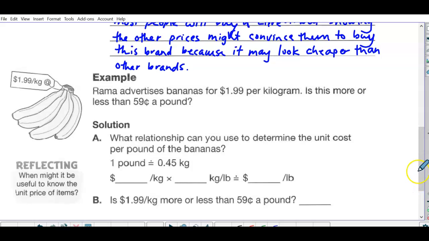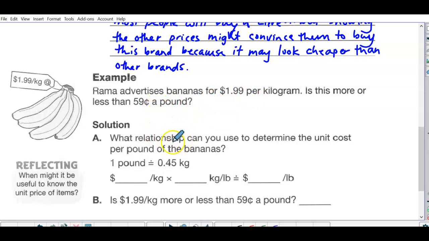Okay, next example. Rama advertises bananas for $1.99 per kilogram. Is this more or less than 59 cents a pound? For this, we will have to do a conversion that is from a different chapter. You may not have done that conversion, but it is given here. It depends if you've done the chapter on that yet. So what relationship can you use to determine the unit cost per pound of the bananas? This was the price per kilogram. This is the price per pound.